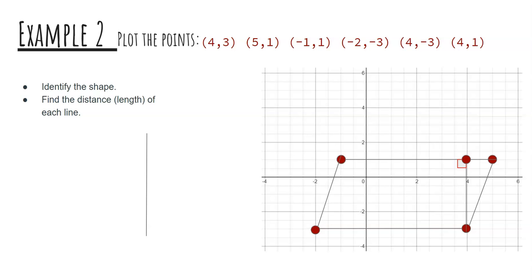Example 2. If we plot out all of these points right here, we're going to get something like this right here. So the shape of this is obviously a parallelogram because the sides right here are stretched right there. Okay, so now let's figure out the distance.